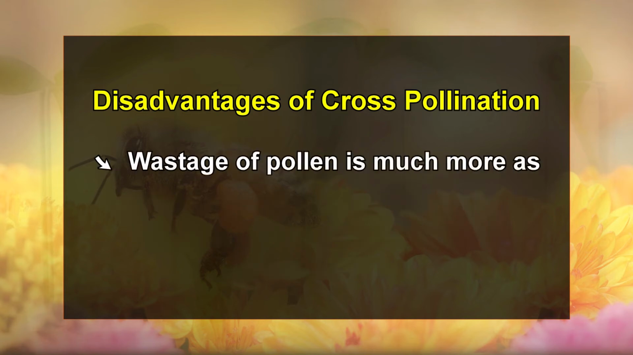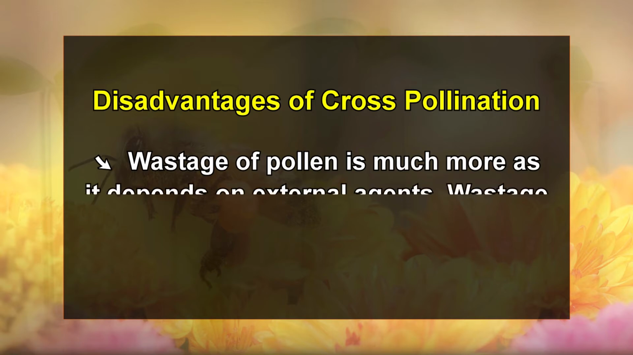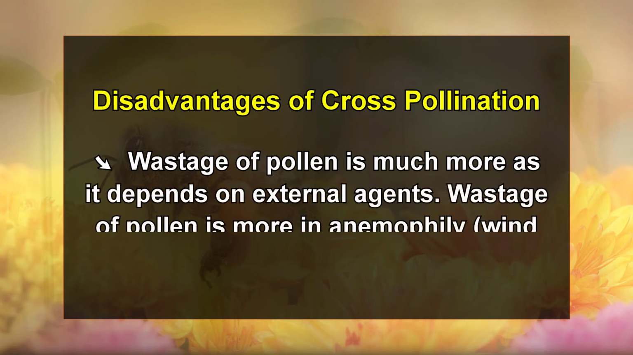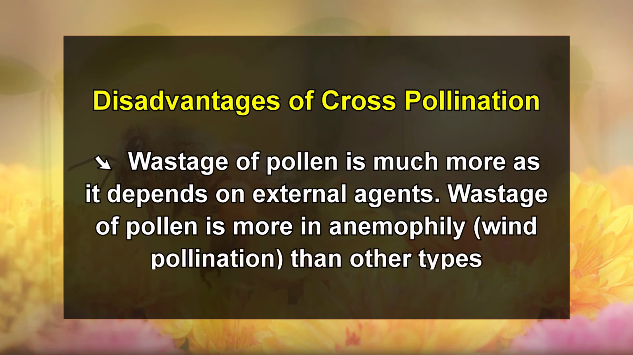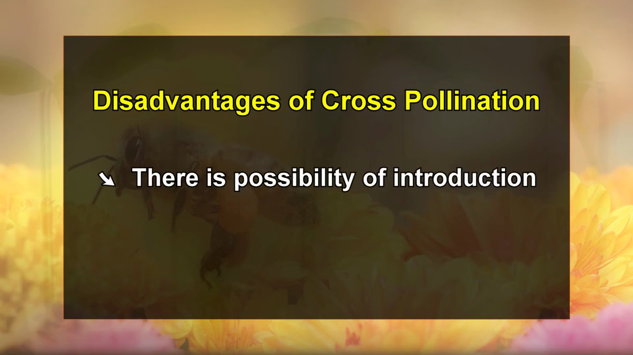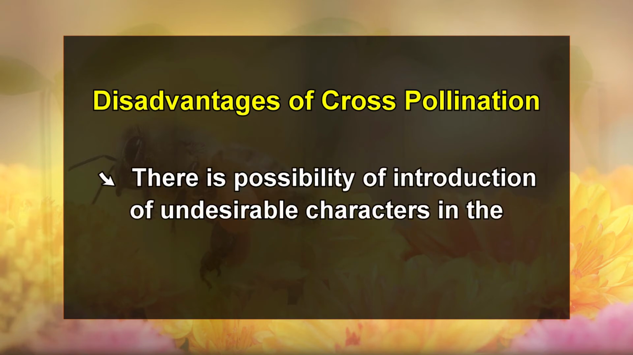The wastage of pollen is much more as it depends on the external agents. Wastage of pollen is more in Anemophily, that is wind pollination, than the other types of pollination. In this, there is a possibility of introduction of undesirable characters in the progeny.